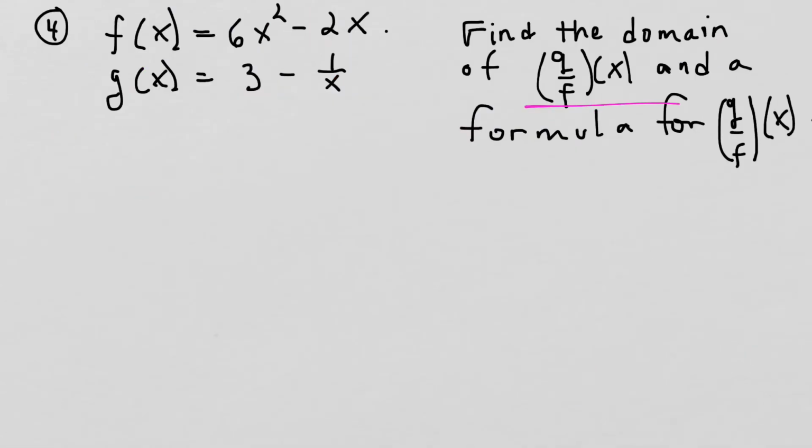So now what we're doing on this part of the example is we're going to find the function g divided by f of x, or the quotient of g and f of x. We're going to find a formula, and we're going to specify the domain of this function. So if we set up the formula first, let's set up the formula. So g is in the numerator, and f is in the denominator.